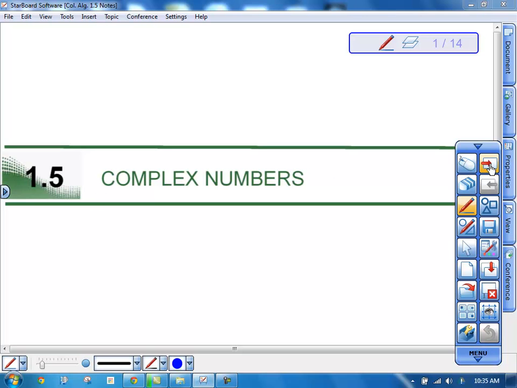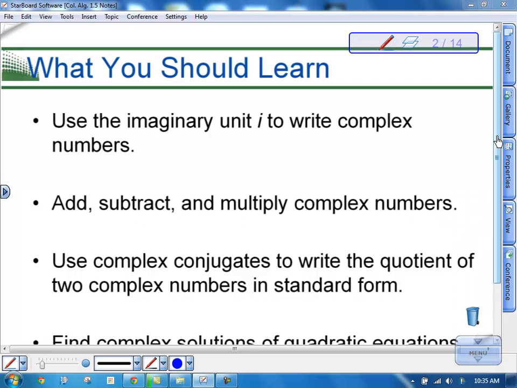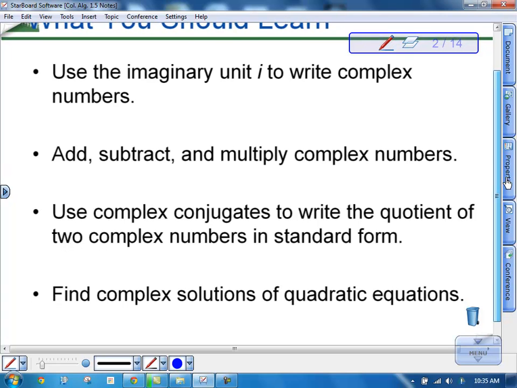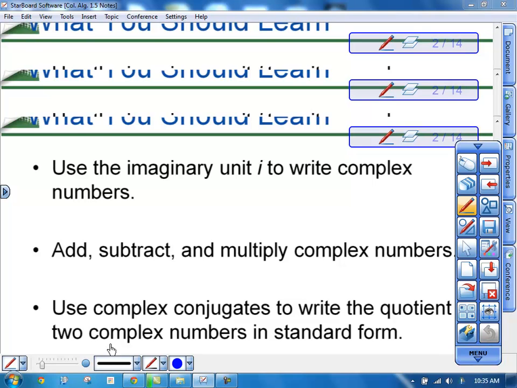Okay, section 1.5 is on complex numbers. So you're going to use the imaginary unit i to write a complex number. You're going to add, subtract, and multiply them. And you're going to use conjugates as well to get numbers into standard form. And we'll also find complex solutions to quadratic equations with complex numbers.